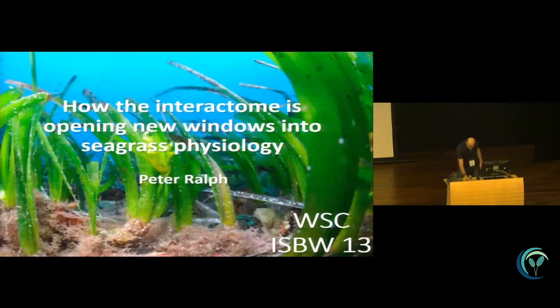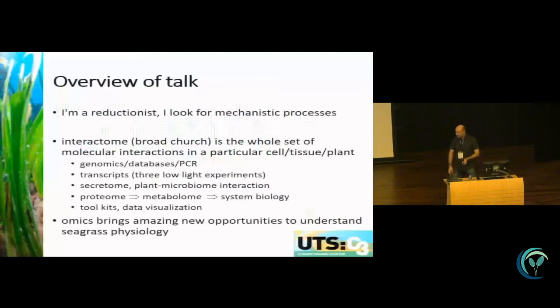The description of the interactome is a whole set of molecular interactions within a cell. Now, I'm going to broaden that out to tissues, whole plants, and I suppose even for the audience, because there's going to be a lot of ecologists here, even to communities, but I think the stretch might be a little bit far. Now, for those that know me, I'm a reductionist. I'm very proud of being a reductionist. I enjoy understanding process and what makes the plants tick.